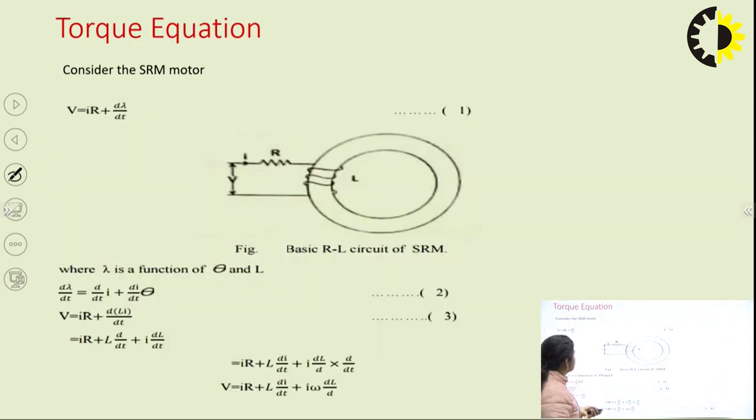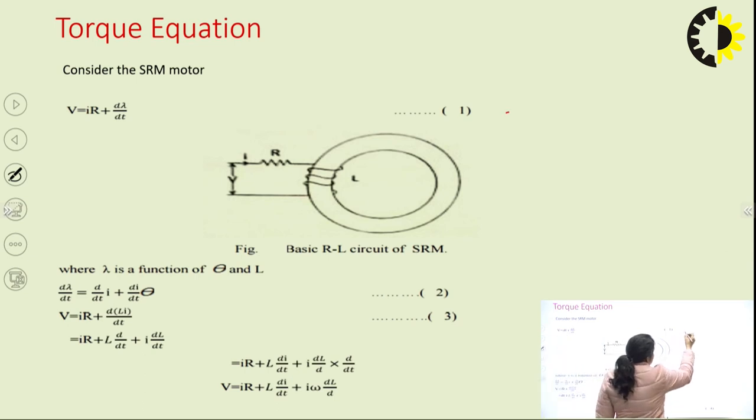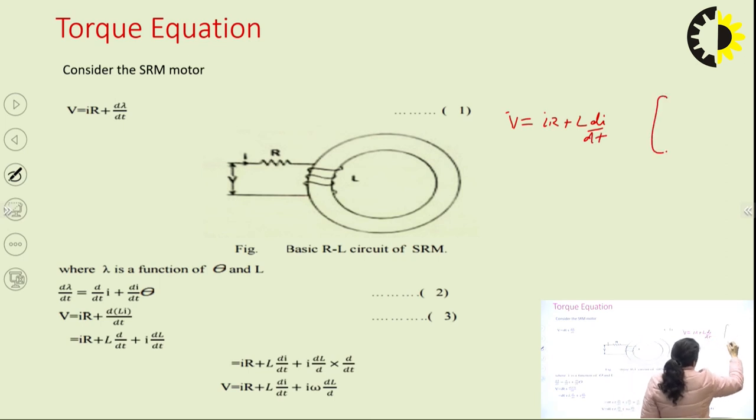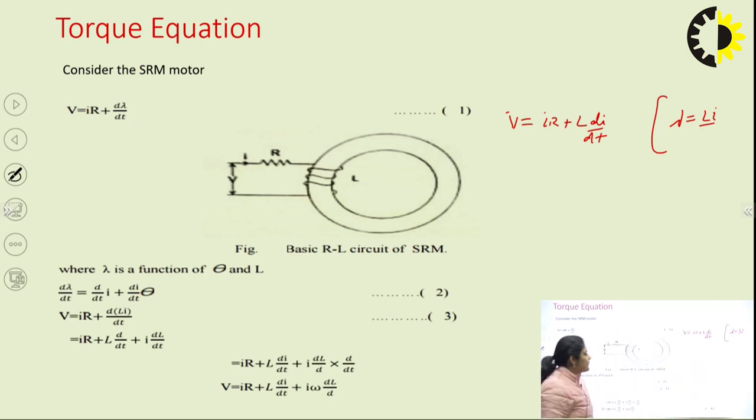So this is the torque equation, and I have taken a simple circuit here. Suppose this is the stator, I just consider the stator, it has some resistance value and some inductance value. So we can write here V is equal to IR plus L di by dt, right? Or you can say, where lambda is Li, the flux linkage, right?